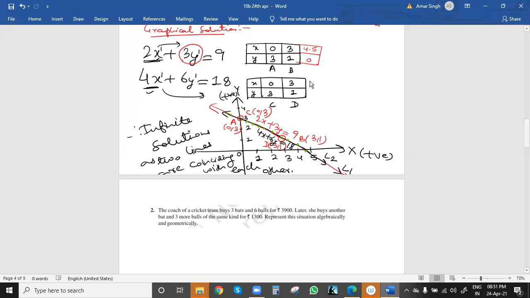Understood? Draw the graph. In case you have any doubt, then please ask. Otherwise, today's session is over. No, sir. That's clear.